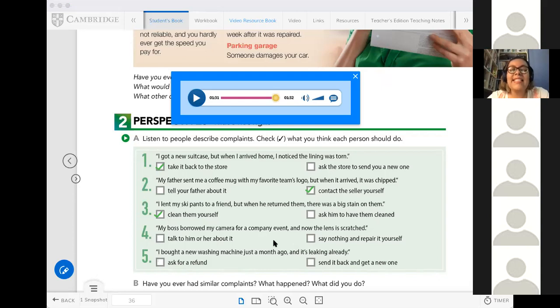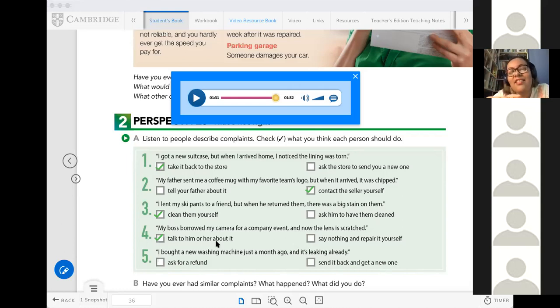Talk to him or her about it. Say nothing and repair it yourself. Talk to him about it. Yes. All right. The ideal thing to do, the best thing to do, is talk to him or her, but probably everyone will say nothing and repair it by ourselves.